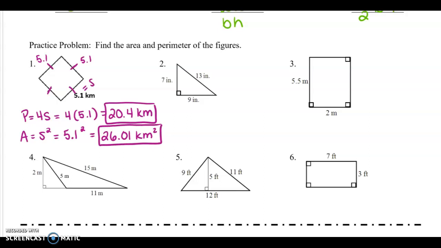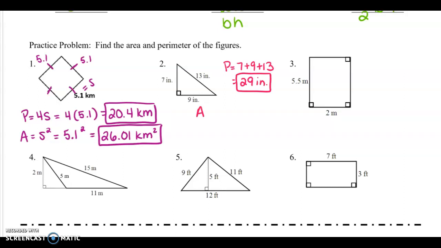All right, the next one is a triangle. So for a triangle, to find the perimeter, I'm going to add up all the sides. So 7 plus 9 plus 13. Go into my calculator, 7 plus 9 plus 13 gives me 29. So the perimeter is 29 inches.